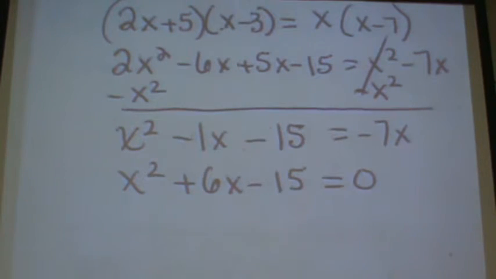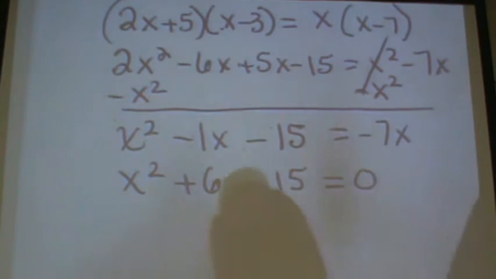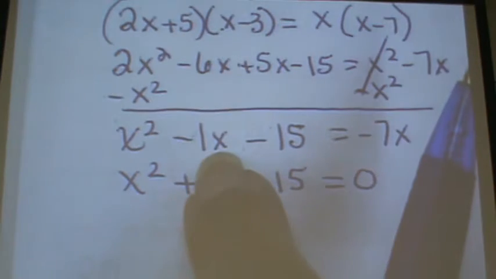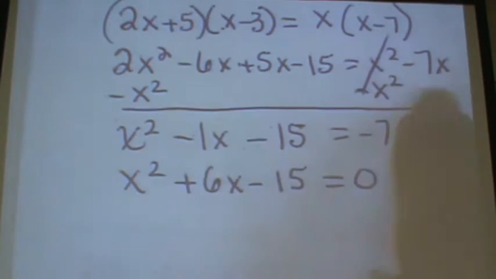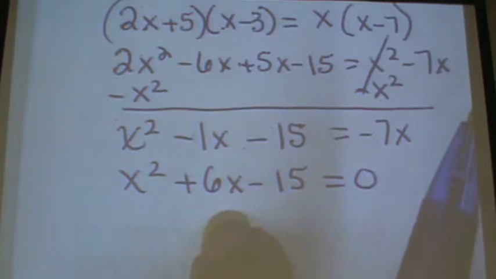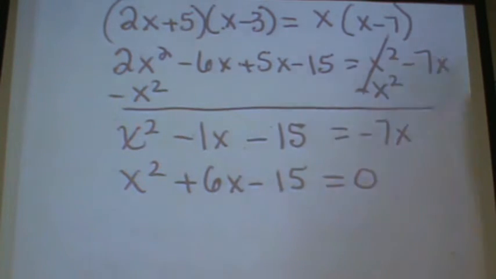Now, unfortunately, this is not factorable. You're not crazy. Wait, where did you get these two add up to be negative 1x, okay? And then I added 7x to negative 1x to get 6x. I brought everything to one side.